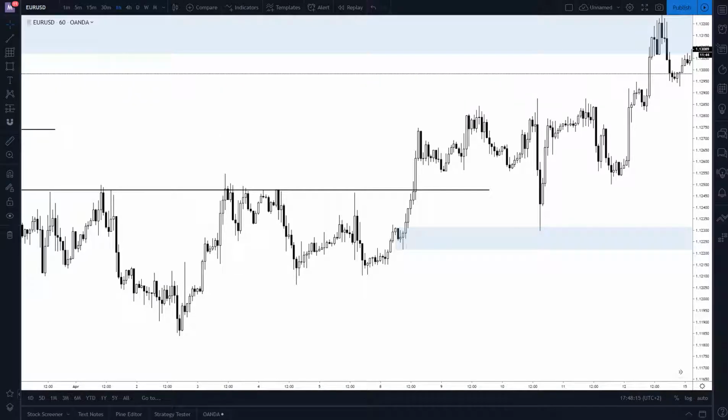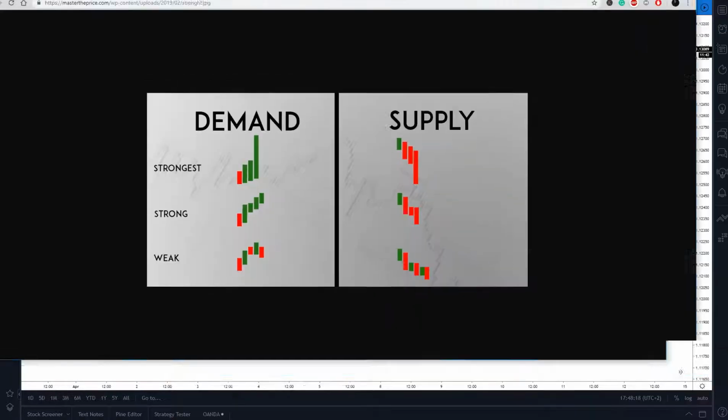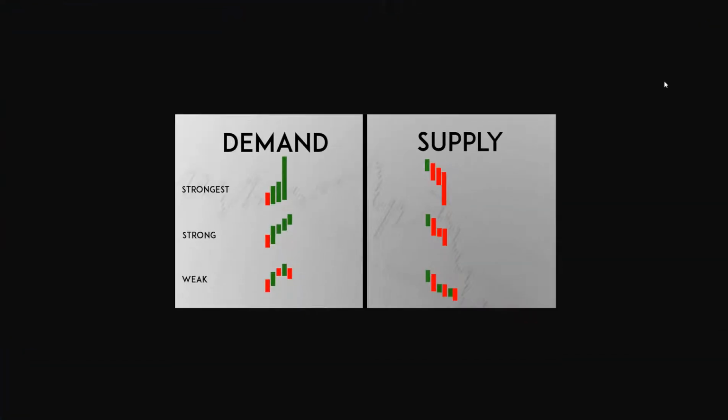And if I show you this little cheat sheet, let's say, you can see that we can identify basically three types of supply and demand zones. The strongest one is when after the last down candle, price will just shoot up very quickly. The best case here is if this big candle is the first candle above the down candle.